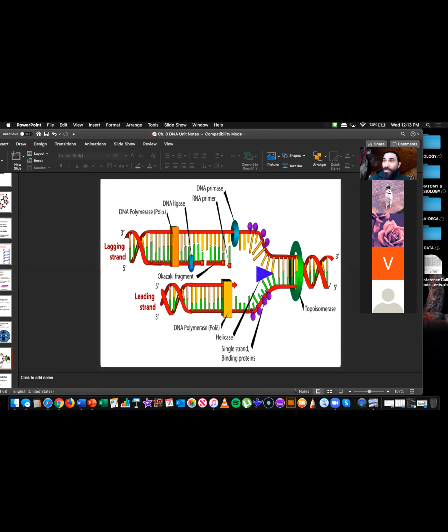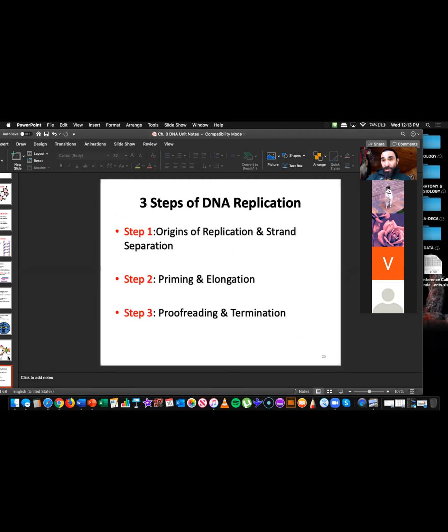So in DNA replication, though, it doesn't happen all at once. It happens in steps. So these are the 3 steps of DNA replication. Can you read us, please? How about Melissa? What are the 3 steps of DNA replication?